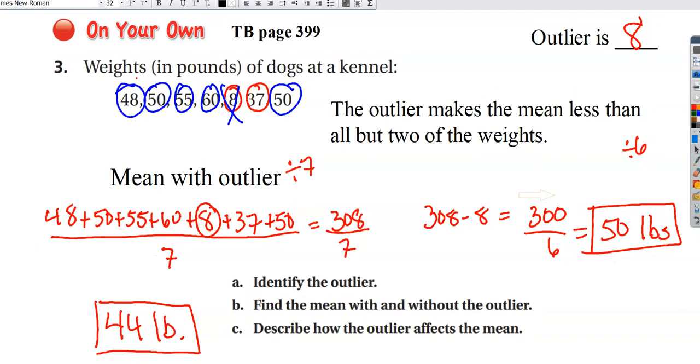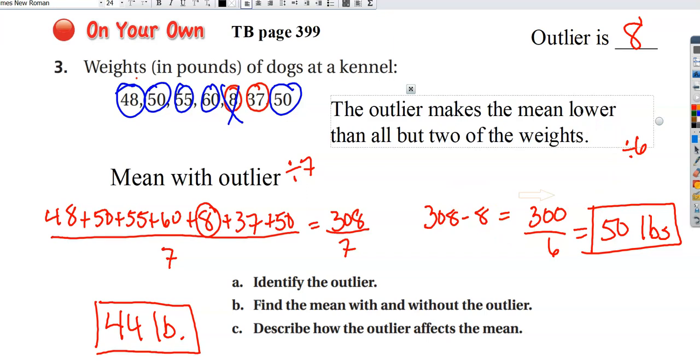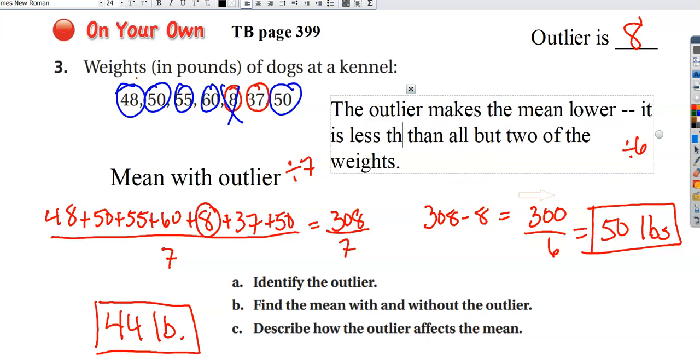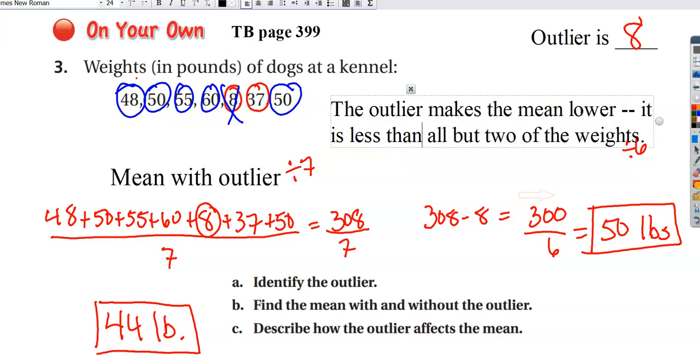The outlier makes the mean lower, right? It really does lower it. So it makes it lower. And then I would say it is less than most of the weights. That's how I was going to word it.